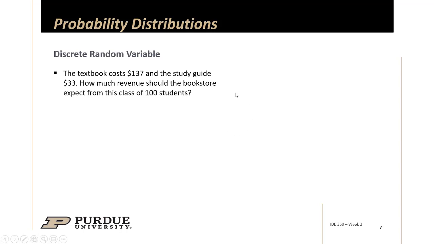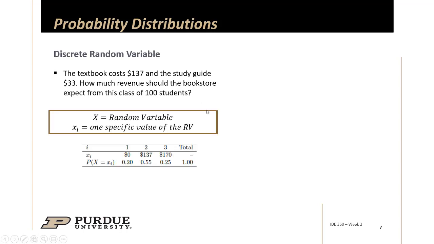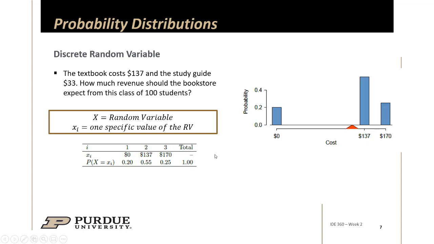Then an extension of this, let's say the textbook costs $137 and the study guide costs $33. How much revenue should the bookstore expect from this class of 100 students? So again, let's remember that the random variable is denoted by a capital letter, and one specific value within that random variable is a lowercase letter. Then we have 3 possible values, 0, 137, and 170, and the probabilities for each of them.